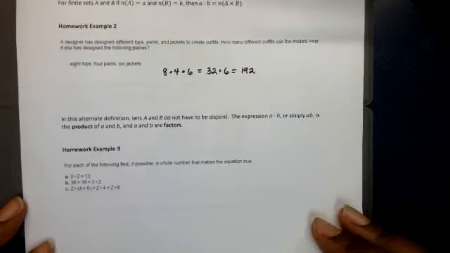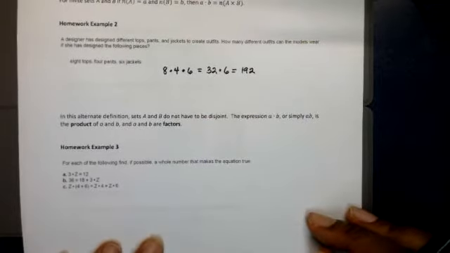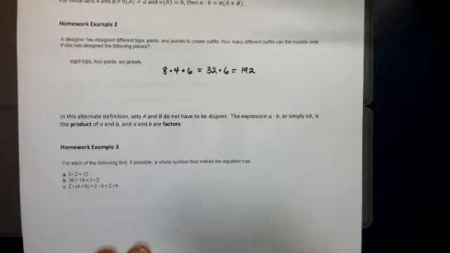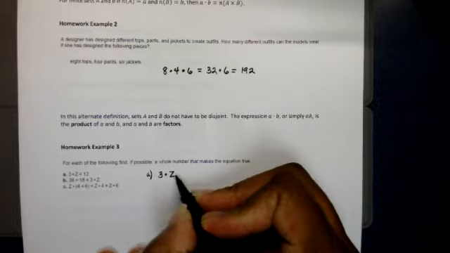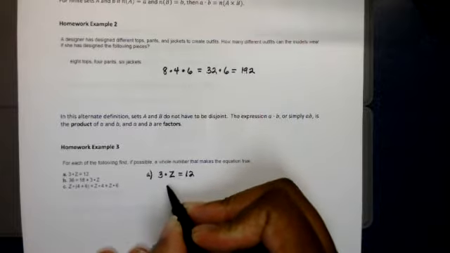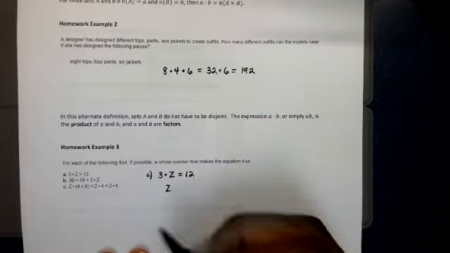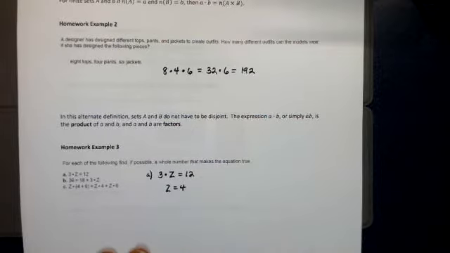Okay. So now let's look at another homework example. In each of the following, find if possible a whole number that makes the equation true. And sometimes you have to think about these types of problems. Like in part A, 3 times some z is equal to 12. We want to know 3 times what number would give us 12. And in this case, that z will have to be 4, because 3 times 4 does equal 12.